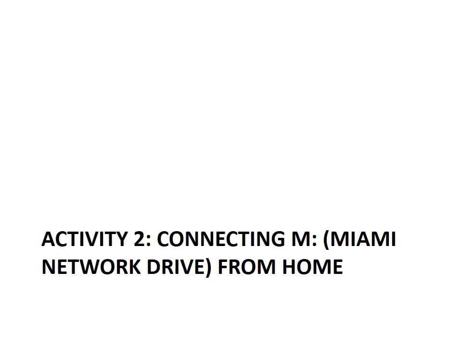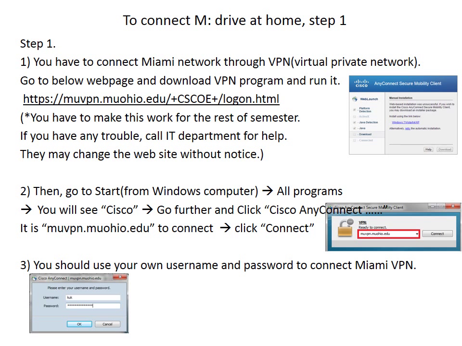This activity will lead you to connect Miami network drive M to your computer. We may see step-by-step instructions from the class presentation PDF file. You need to download and install the Cisco VPN program. This is the first step to get Miami network drive at home. Use the class presentation PDF file for detail. If you have any trouble with this activity, contact Miami IT department.